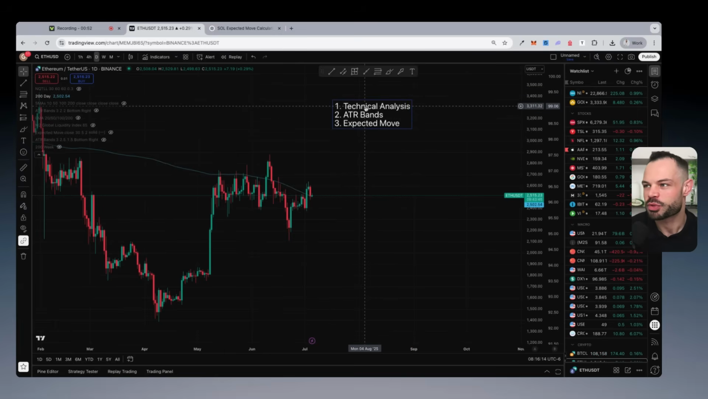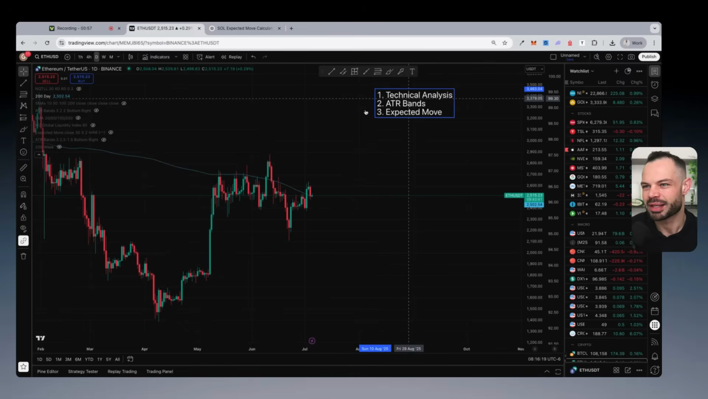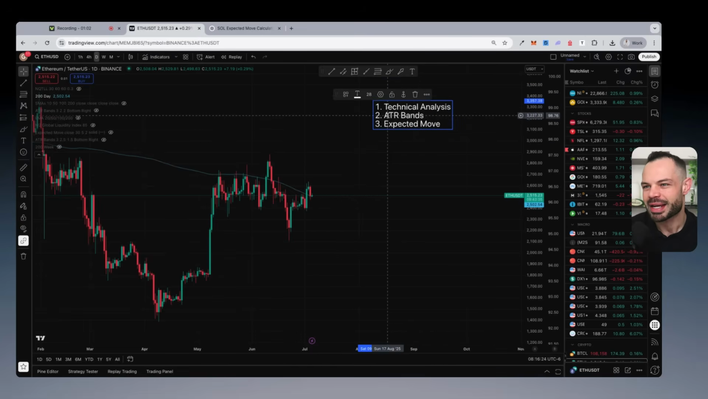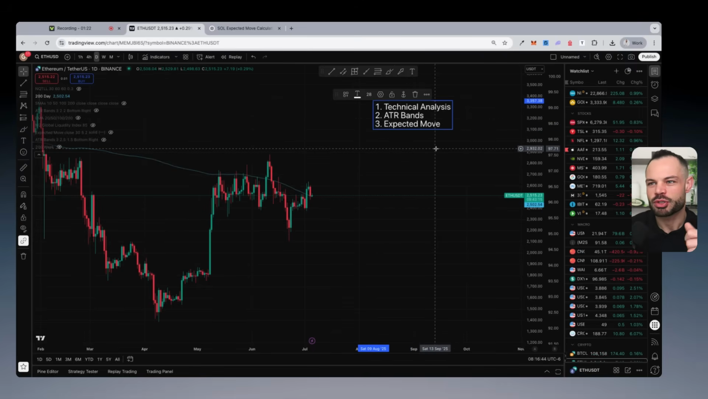And so the first pillar of that framework that I like to use is simple technical analysis, i.e., finding key levels of support and resistance on the chart. The second pillar is using ATR bands or average true range bands, which is an indicator directly in TradingView. And the expected move calculation is pillar number 3. And what I'm trying to do when using this framework is find some level of confluence between these three different pillars so that I can use all three in tandem to help create a strategic range for my pool.